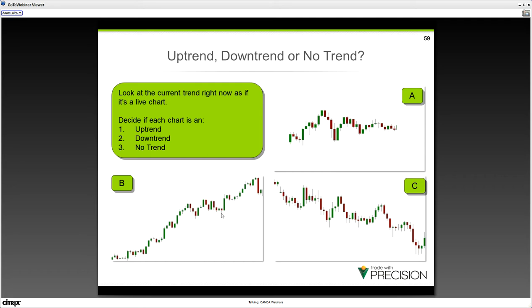Chart B, definite uptrend. You can see the obvious price action, higher highs, higher lows. Nice pullback into the buy zone right here. Another setup for a trend flow trade going in the direction of the trend. Chart C, good downtrend here, lower highs, lower lows, a rally back up into that sell zone, getting set up for another potential short on this chart. All right, guys, good job.